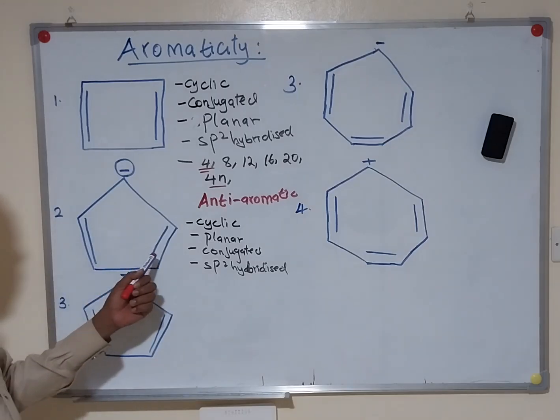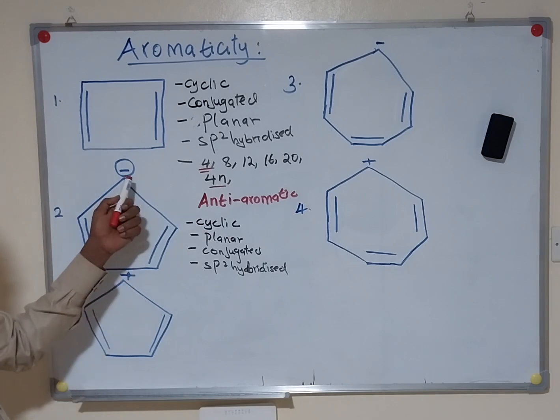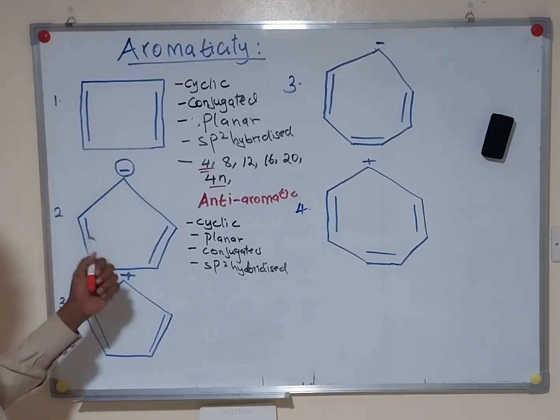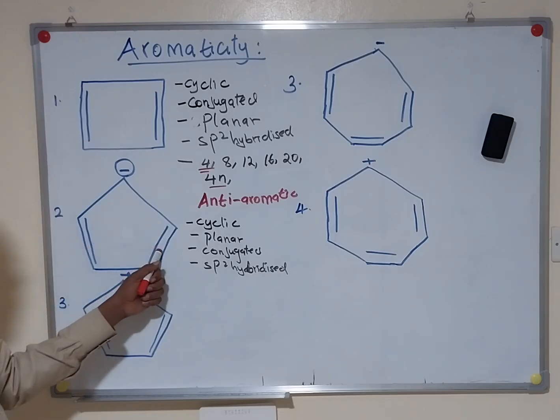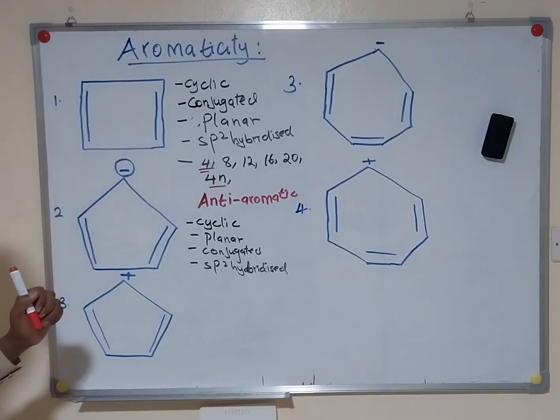Let us see. We have got 2 pi bonds. Those are 4 electrons. And here we have got a negative charge. Where you see a negative, you count those as 2 electrons. So that is 4 pi electrons plus 2 pi electrons. That will give us 6 pi electrons.